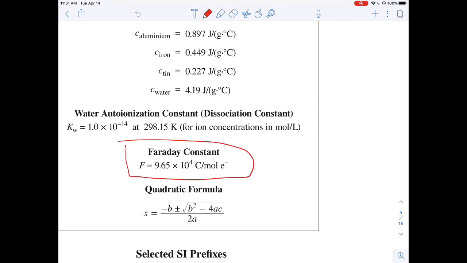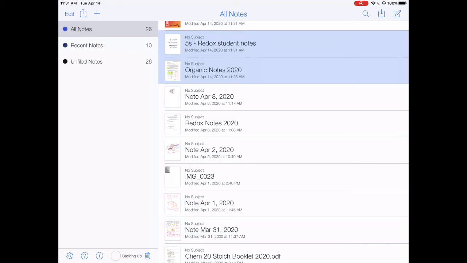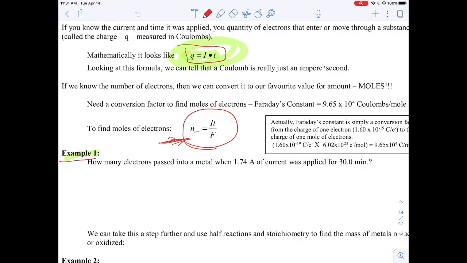So Faraday's constant is 9.65 times 10 to the 4 coulombs per mole of electrons. And so if we go back to this question, the number of moles of electrons equals current times time over Faraday's constant, because current times time is equal to Q over F. And so we're going to use this formula to calculate this.